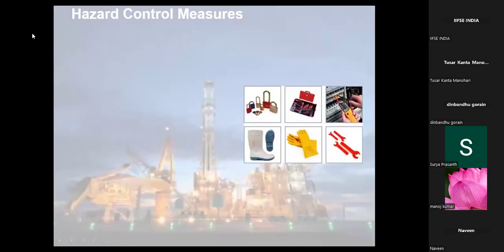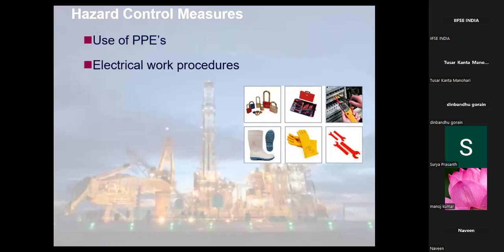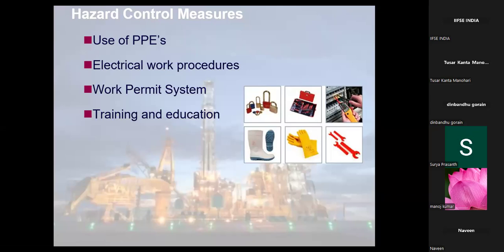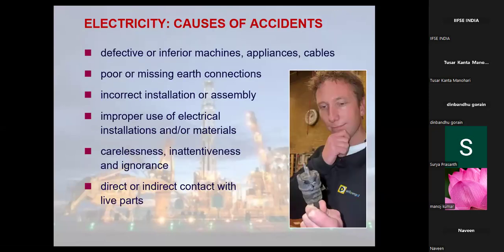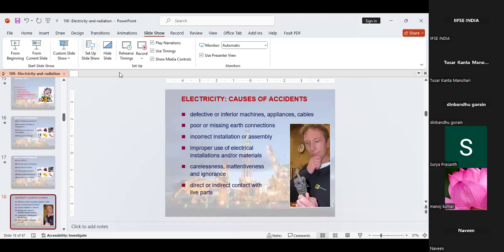Hazard control measures we have seen here: use of PPEs, electrical work procedure, that is the method statements or the SOPs, work permit system, training and education, resuscitation techniques, first aid and firefighting. Then, electricity causes of accidents or incidents.